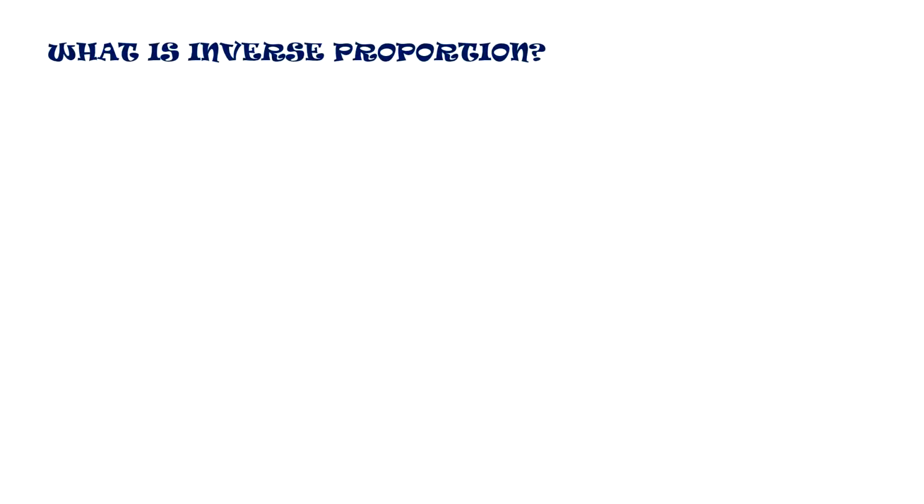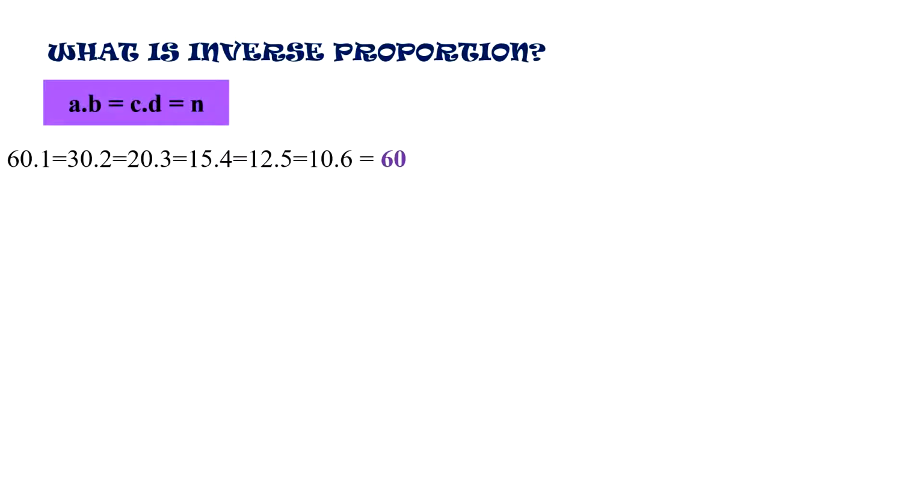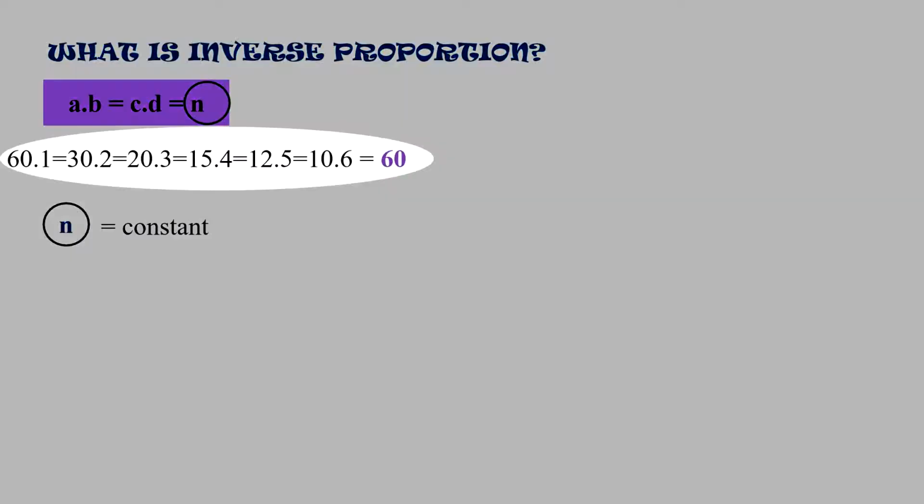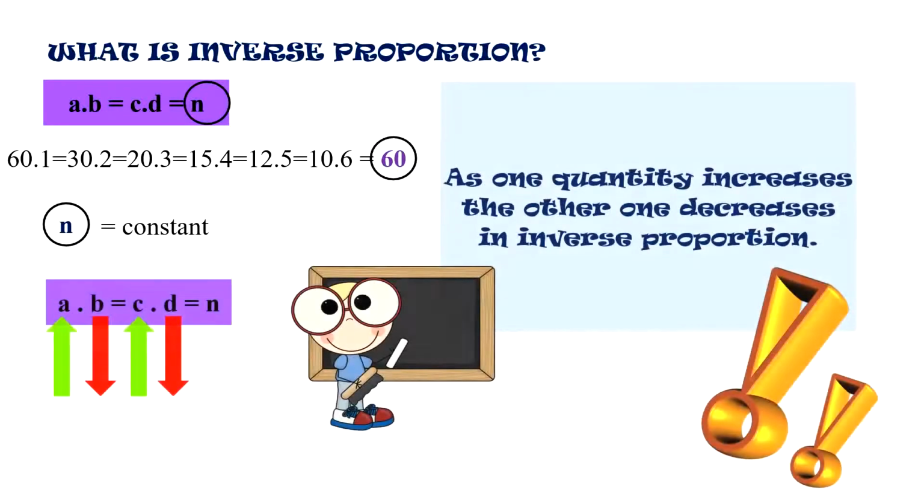In inverse proportion, the product of the quantities is constant like in the previous example. The product of A and B and C and D is equal to any number n. This n is our constant in inverse proportion. What was the constant here? Yes, it was 60. Again, as one quantity increases, the other one decreases in inverse proportion to keep the constant same.